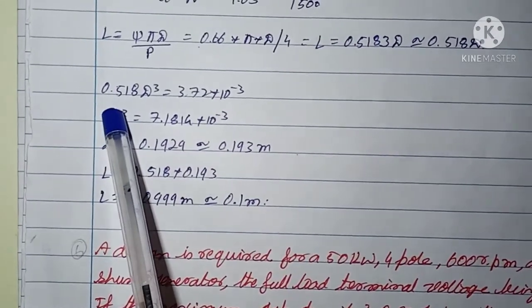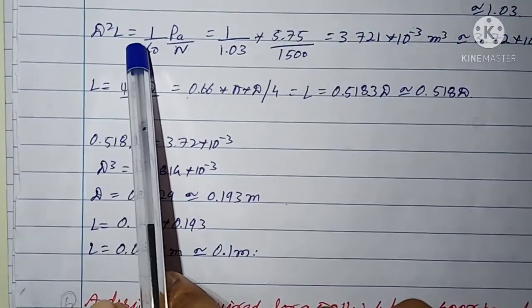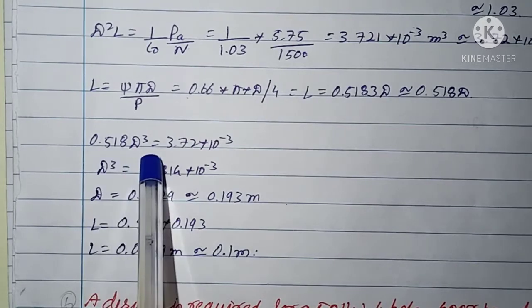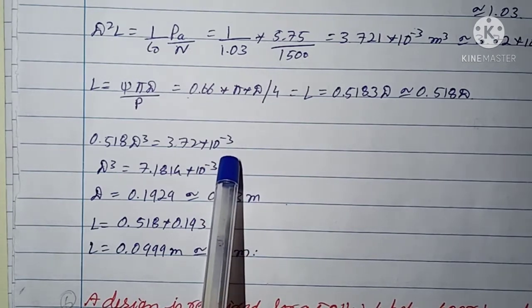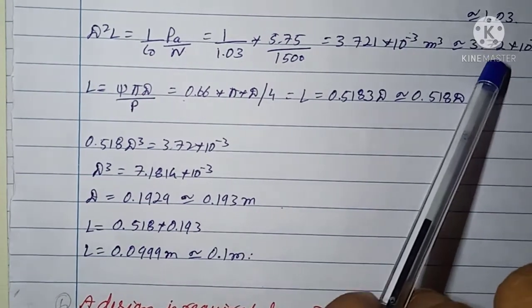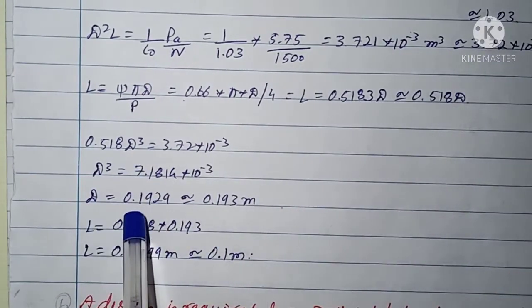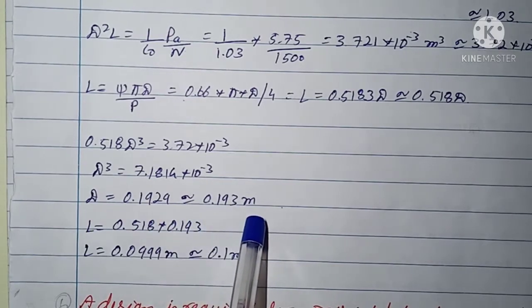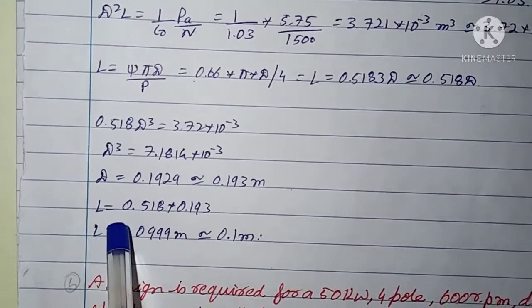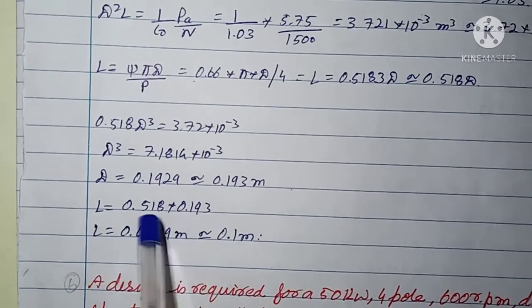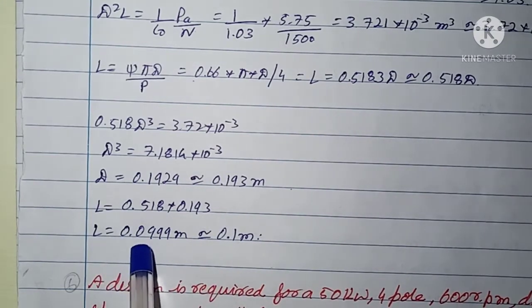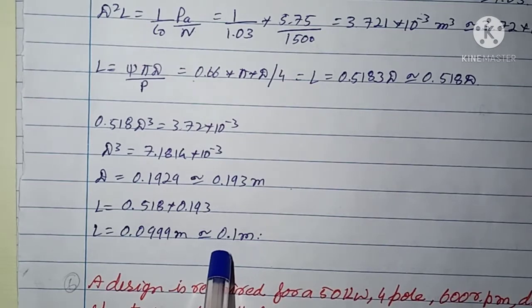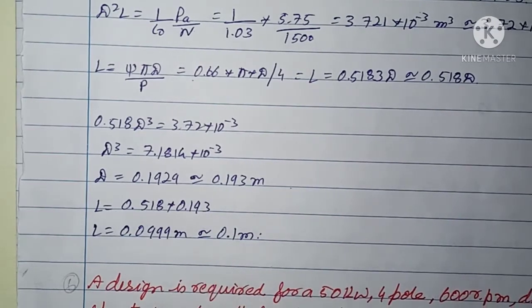So by the d square L equation, 0.518 d cube is equal to 3.72 into 10 raised to minus 3. From that, the d value is 0.1929, approximated to 0.193 meter, and L is equal to 0.518 d, so 0.518 into 0.193, so L is equal to 0.0999 meter, approximated to 0.1 meter.